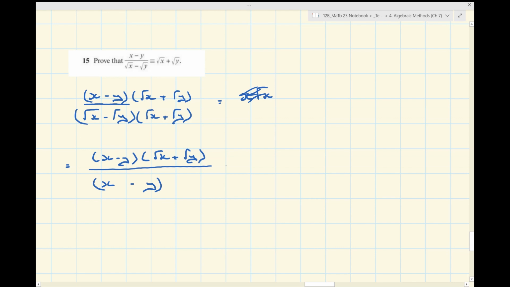And look at that. Now I can divide top and bottom by x minus y, which leaves me simply with root x plus root y, which is what I was asked to prove. So that is question 15 done.